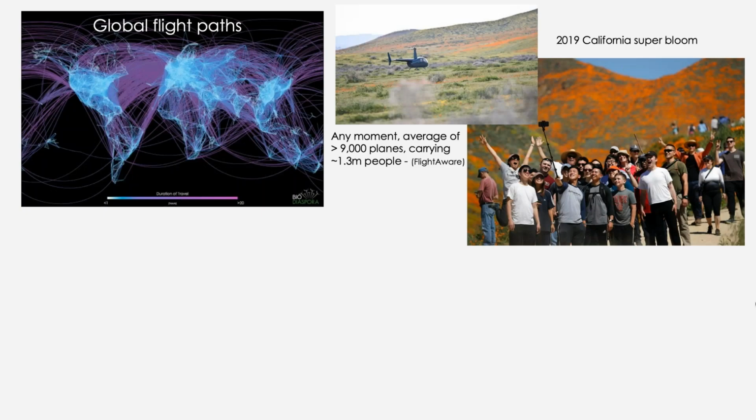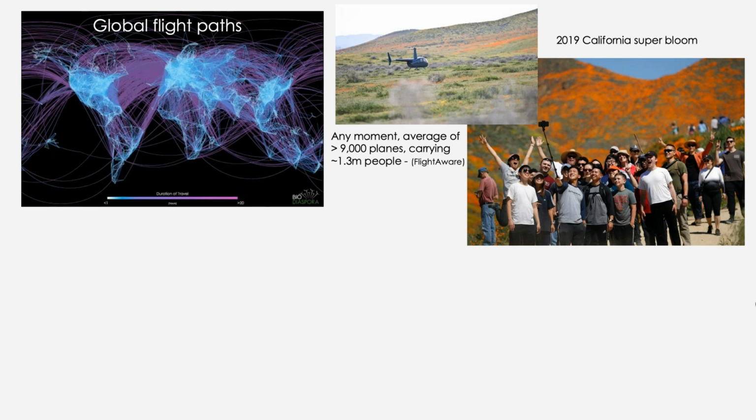And so if we think about global flight patterns and the movement of people and where these people might be going, a lot of this is for tourism. And if you've never seen the site FlightAware, I'd encourage you to check it out. They report that at any moment, there's an average of 9,000 planes in the air that are carrying 1.3 million people. And many of those people are visiting natural areas, such as these people visiting the California super bloom earlier this year. And maybe you saw the news report that somebody even landed a private helicopter on a nature reserve.